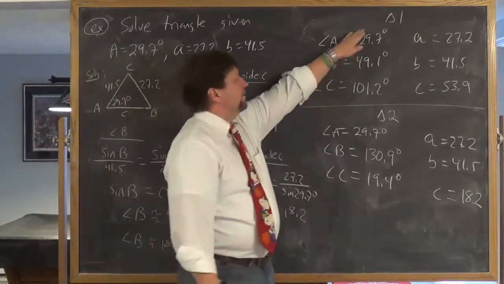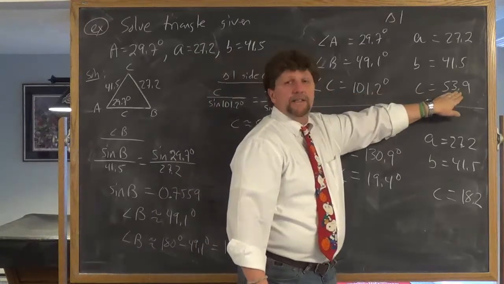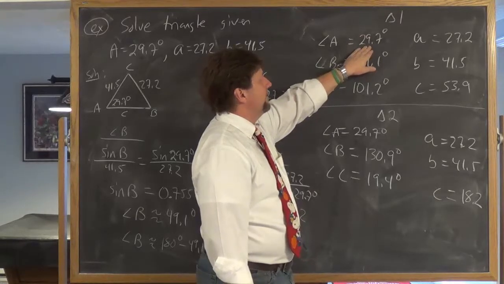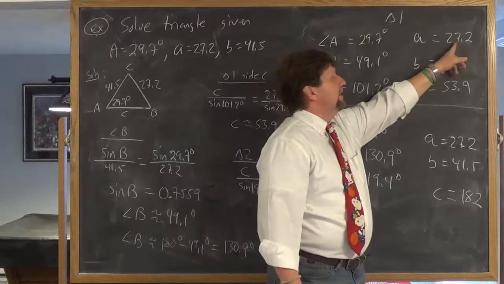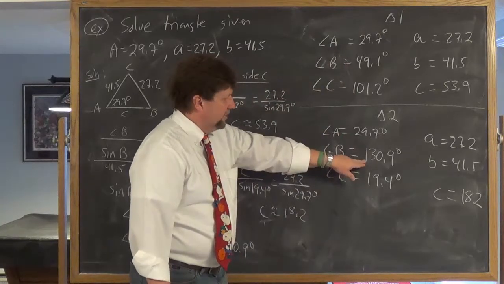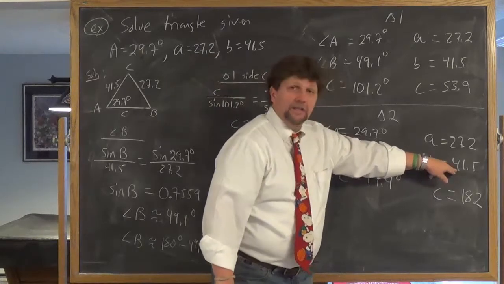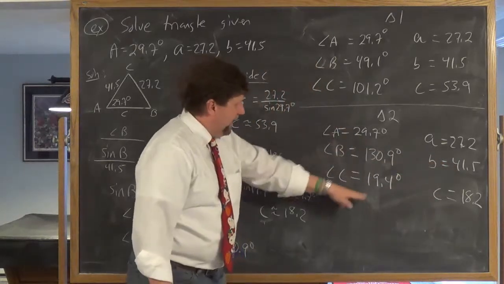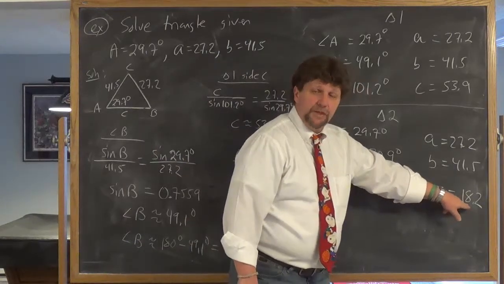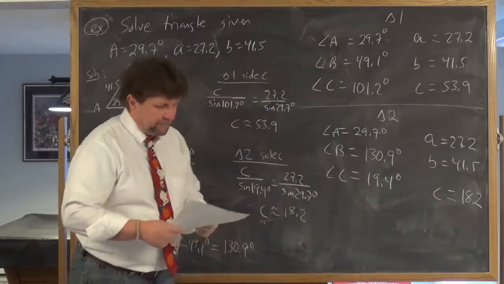Reasonability check. Triangle 1, the largest angle, and that is the longest side, the side opposite. The smallest angle is 29.7 degrees. The side opposite is the smallest side. In triangle 2, the largest angle is B. It's 130.9 degrees. Notice side B is the longest side. And the smallest angle is angle C, 19.4 degrees. And 18.2, side C, that is the smallest side. So at least my answers seem reasonable.